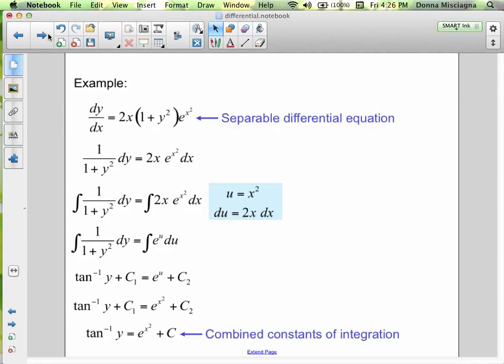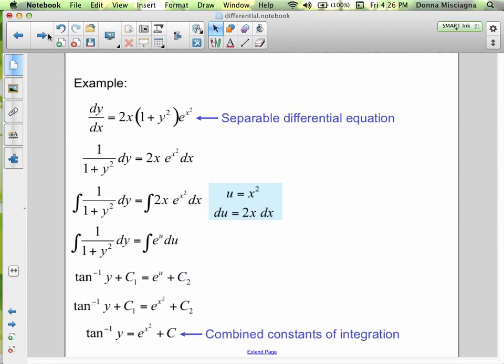All right, so here we have another separable differential equation. This one has maybe a few more steps, so I'm just going to go through it with you. We've got 2x times 1 plus y squared times e to the x squared. It's a differential equation because it's got a derivative. The dy dx tells you it's differential.